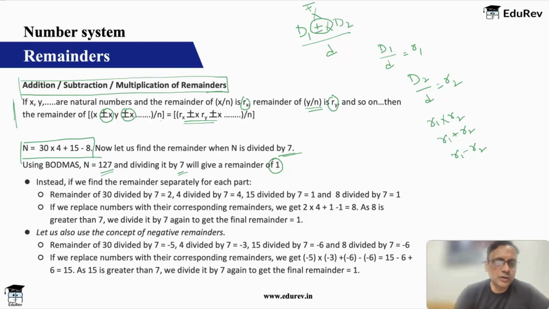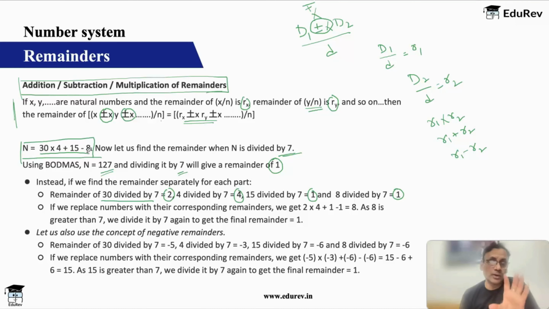So instead, if we solve each part separately, I divide 30 by 7, I get a remainder of 2. I divide 4 by 7, I get a remainder of 4. I divide 15 by 7, I get a remainder of 1. And I divide 8 by 7, I get a remainder of 1. So instead of these numbers, I replace them with their remainders.